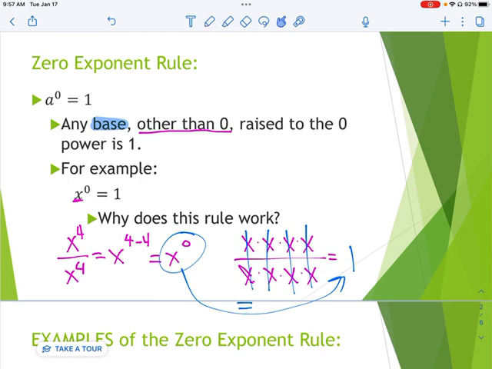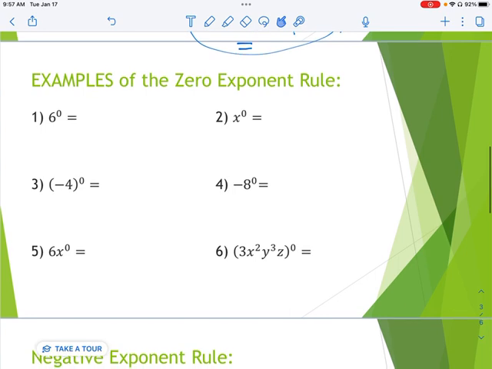So therefore, these two things must be equal to each other. Okay? So how does this look in some problems? Well, the key here again is making sure you understand what the base is. So when we look at this first one, the 6 is my base. So 6 raised to the 0 power is 1. On this second one, the x is the base. So x to the 0 is 1. On this third one, negative 4, because it's in groupings, is the base. So negative 4 to the 0 is equal to 1.